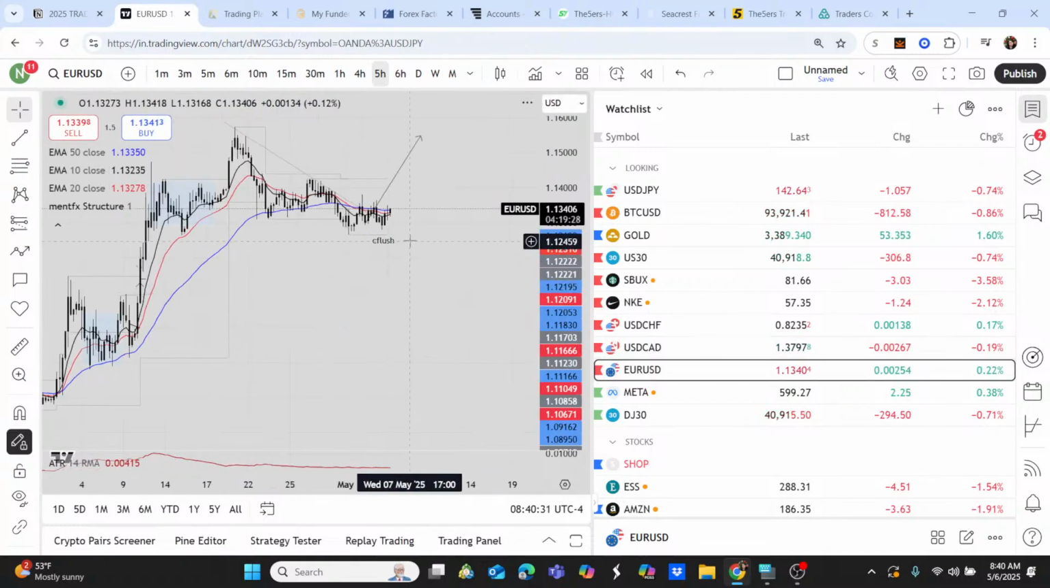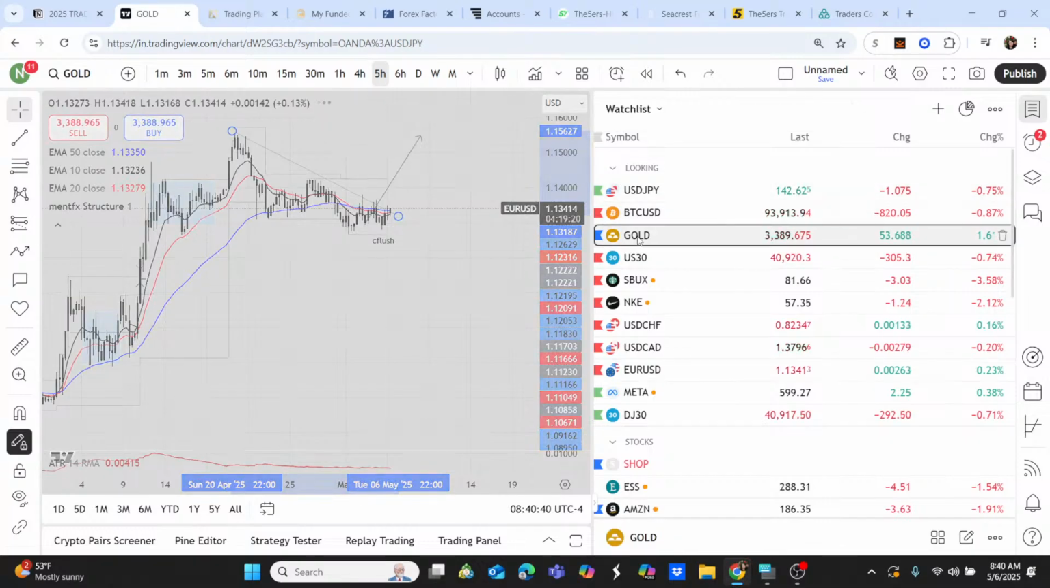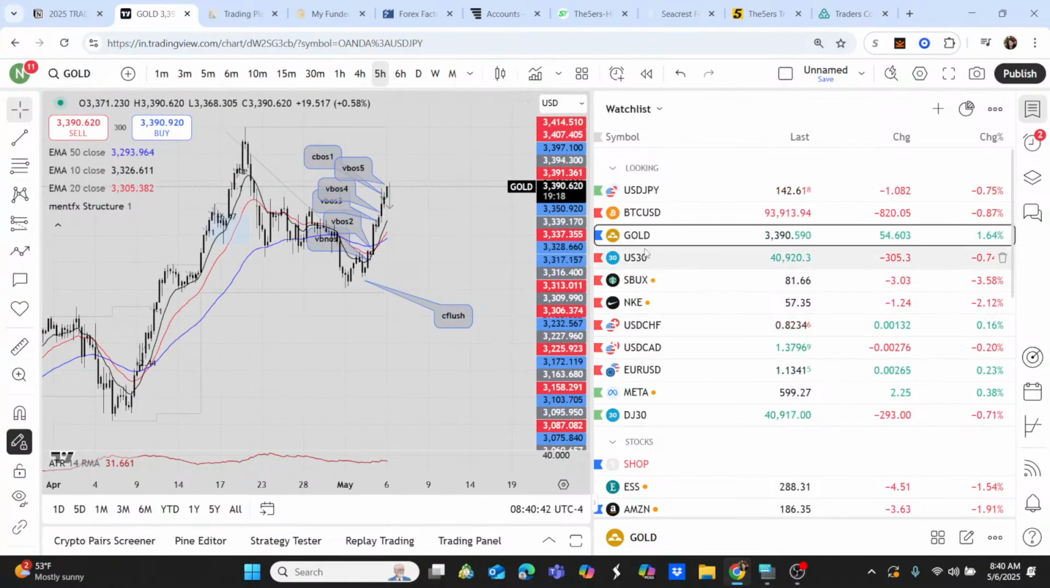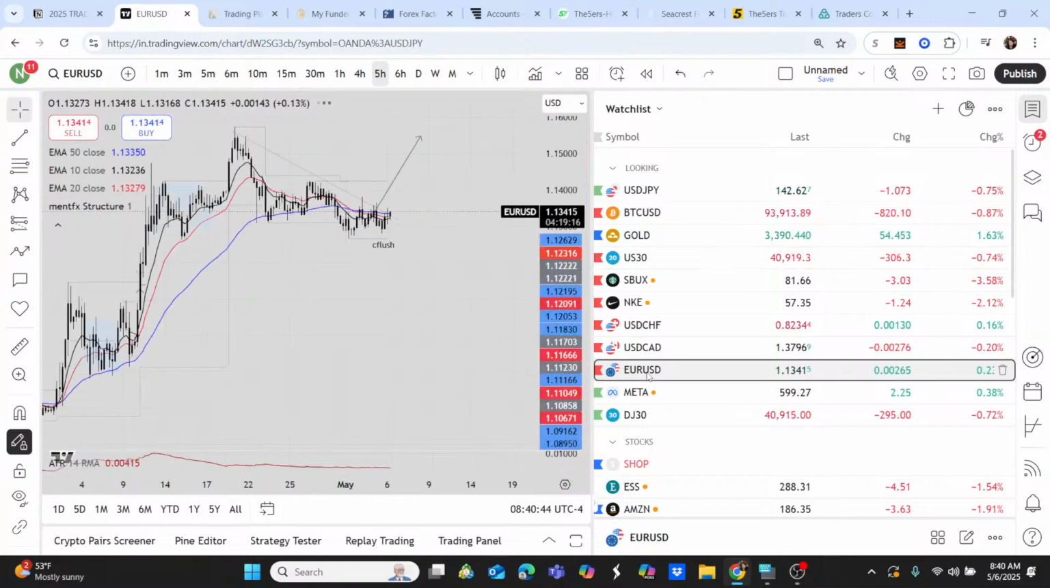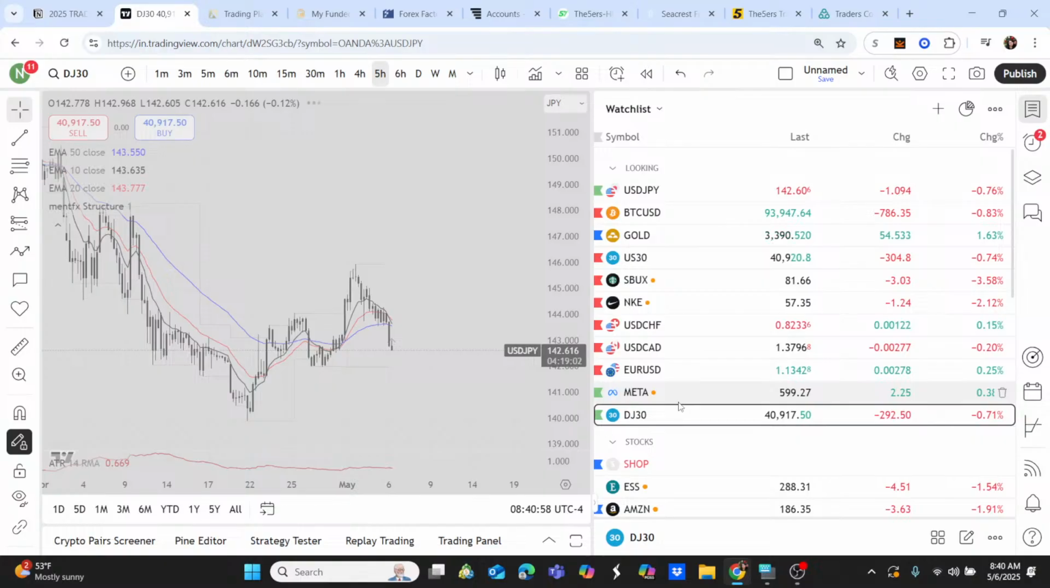EUR USD not ready. EUR USD looks exactly like gold. Look at this. That same move down looks similar. So I'm just expecting this move to happen out of it, so I can potentially start to look to get involved. Everything else.